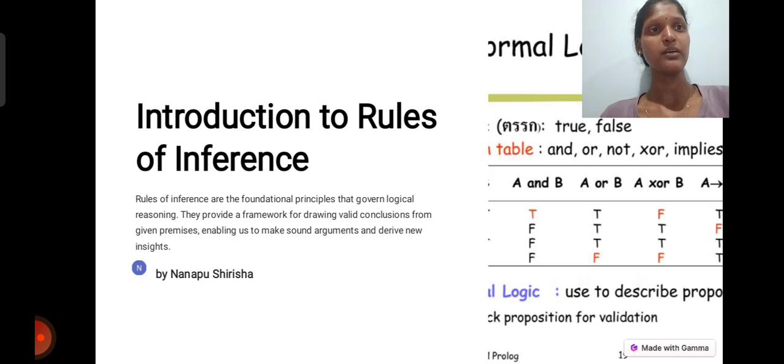This is a small example of the rules of inference. Rules of inference are the fundamental principles that govern logical reasoning. They provide a framework for drawing valid conclusions from the given premises.